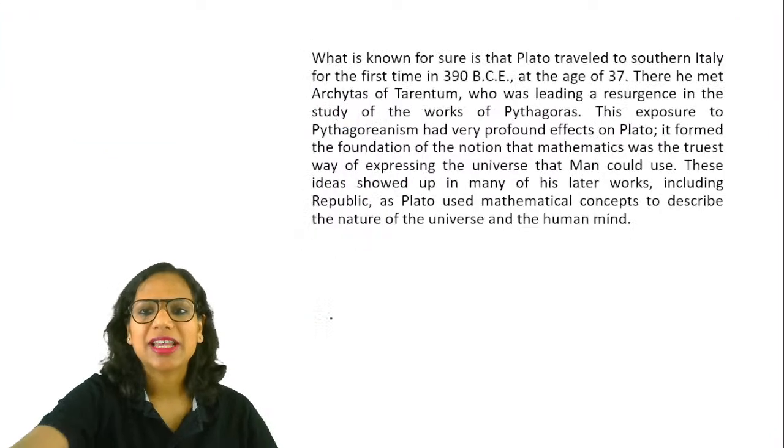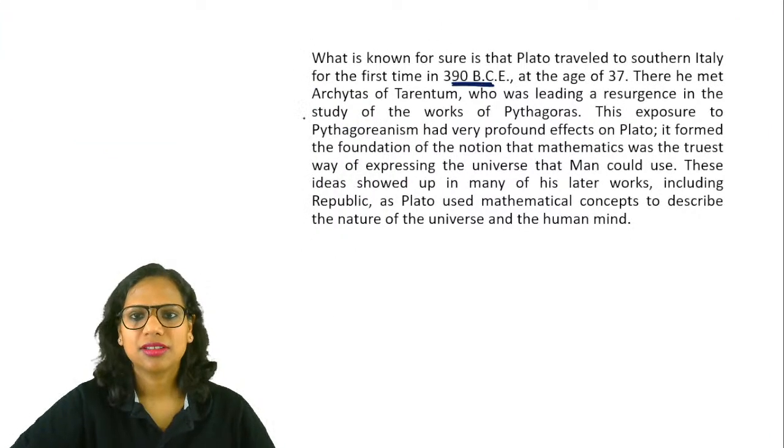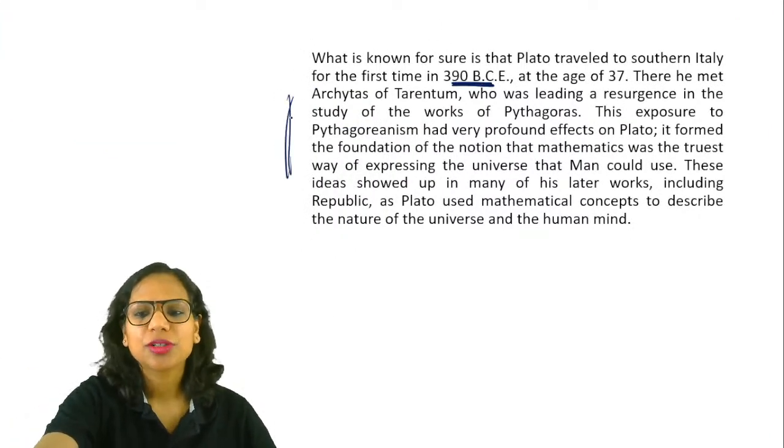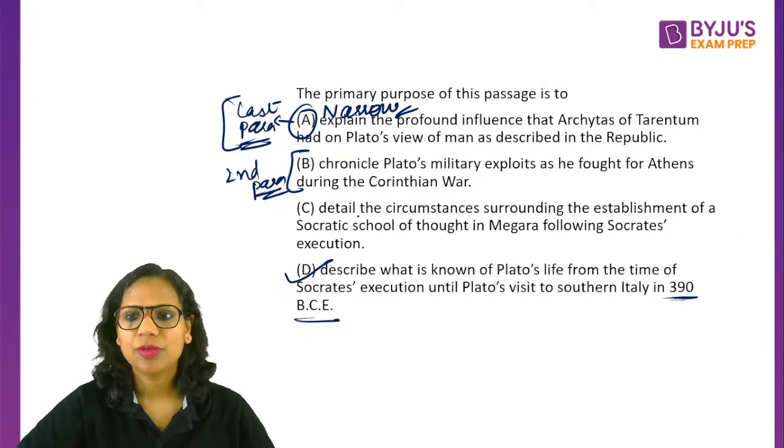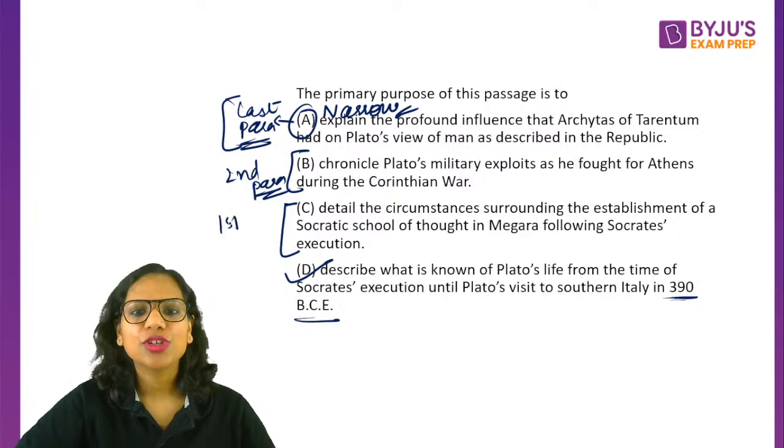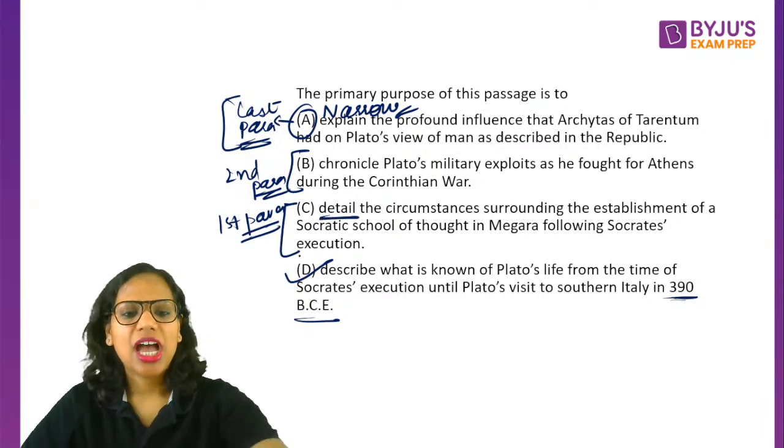That's where we ended the passage, isn't it? That this was the last visit that we've talked about. So D is the answer here. Okay. Now B and C chronicle Plato's military exploits. This is just a part of the second paragraph. Then circumstances surrounding a part of the first paragraph, and the circumstances have not even been detailed. So this is in a way wrong also. So D is my answer here. I hope this makes sense.